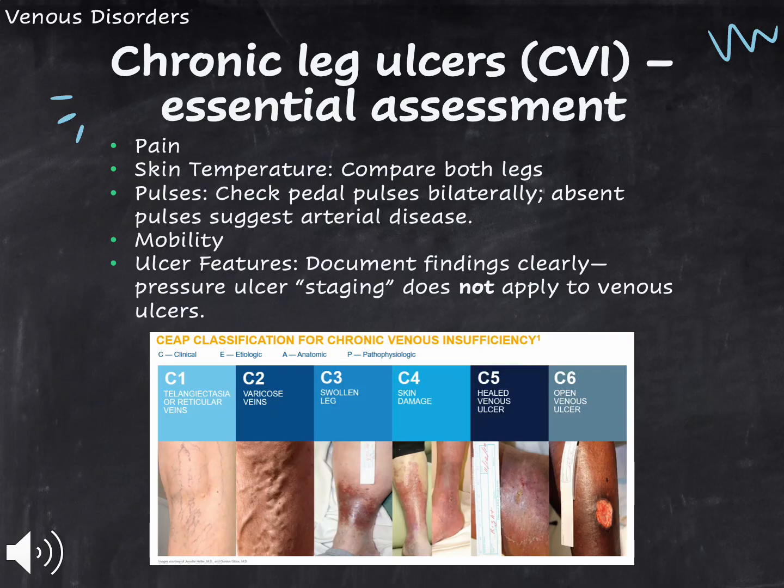Instead, describe the wound's appearance. For example, shallow, moist, granulating with irregular edges. Finally, consider the big picture. How is this ulcer affecting the patient's daily life? Are they able to elevate their legs, walk, and perform self-care? These functional details guide our plan of care and help us promote true healing, not just wound closure.